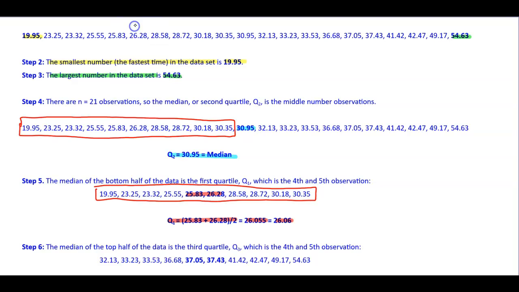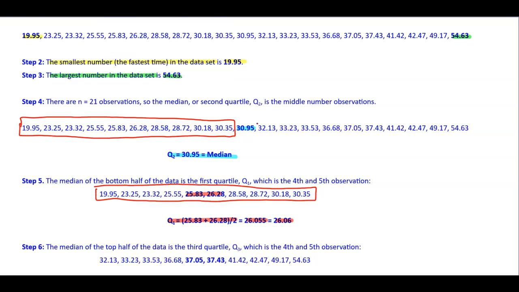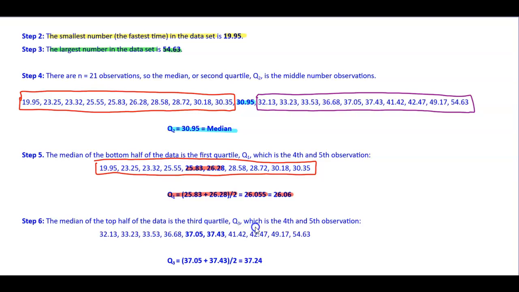Now we need to determine Quartile 3. To determine Quartile 3, we look at the top half of the data. The median of the top half of the data is the third quartile, Quartile 3. Therefore, we need to determine the median of that. Well, we know that there are 10 numbers as well, so we add the two middle numbers together and divide by 2 to get 37.24.